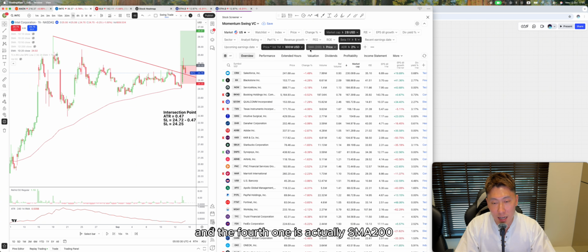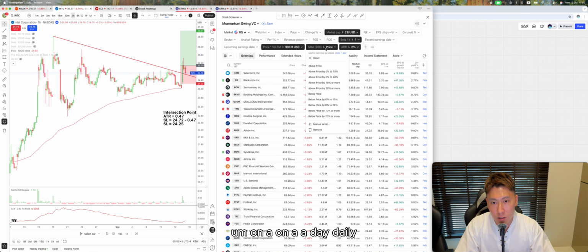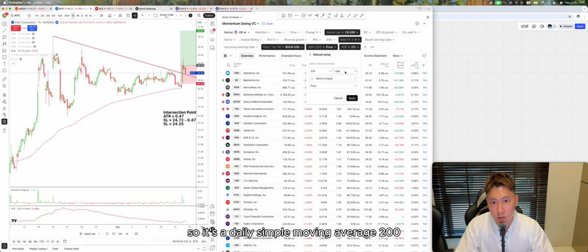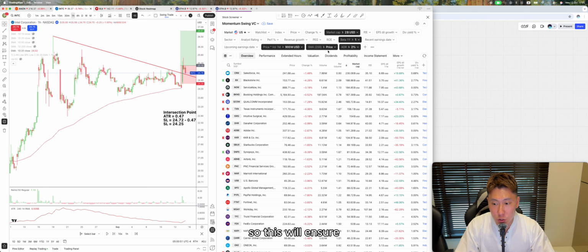And the fourth one is SMA 200. If I want to long a stock, I want the price of the stock to be above the SMA 200 on a daily. So it's a daily simple moving average 200. I want it to be above. This will ensure that the stock is actually in a major uptrend.